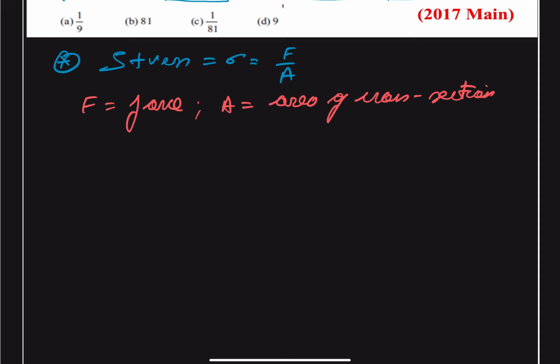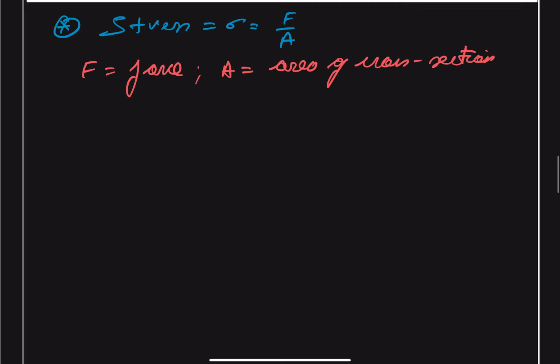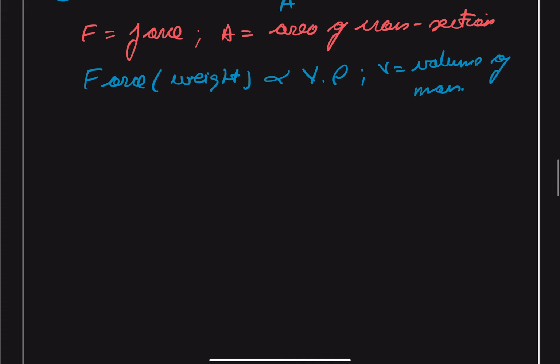And force, which is nothing but our weight, will be equal to volume multiplied by density. So you can say the force, which is our weight, will be directly proportional to V multiplied by rho, where V is the volume of the man and rho is the density. And let's find out how the volume and the area of cross section both vary as the linear dimensions change.